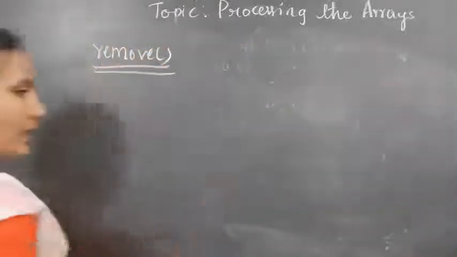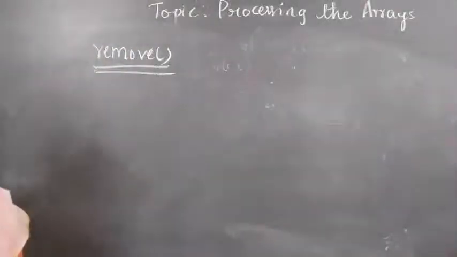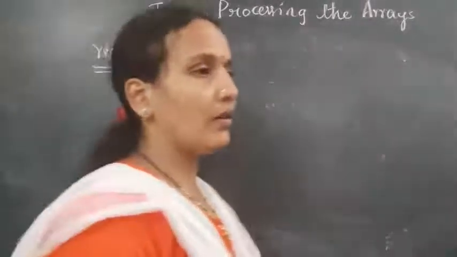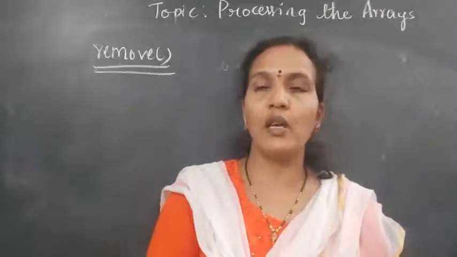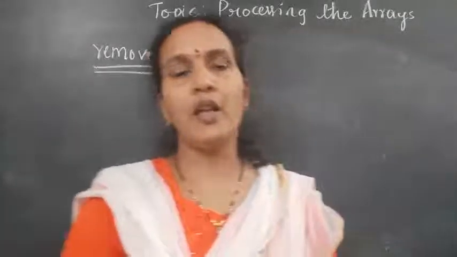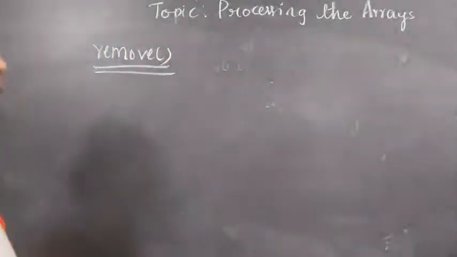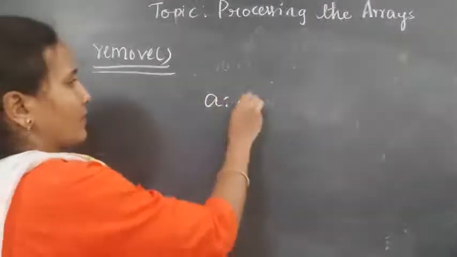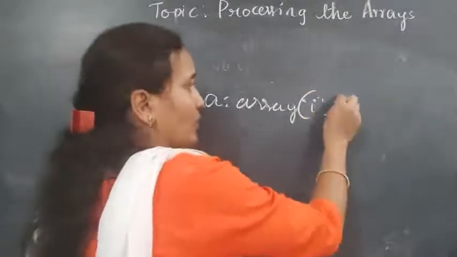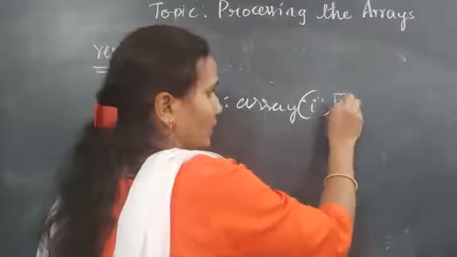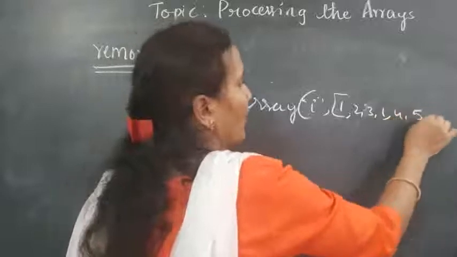Remove. See, in the name itself you have a definition. This method is used to remove an element. I want to remove an element, but this method removes the first occurrence of the given element. See example, one element is there, and that element occurs so many times in the program. First occurrence of the element. Example, you have like this: A, array, I. You can give float also. 1, 2, 3, 1, 4, 5, 6.